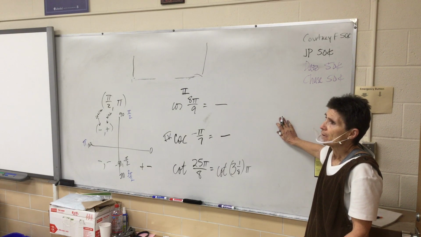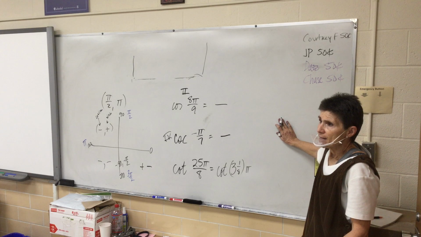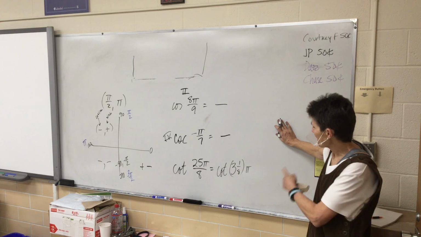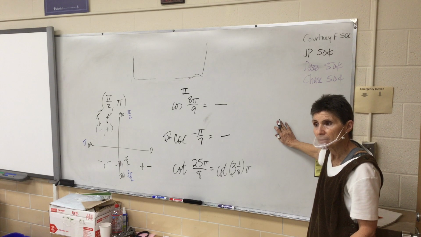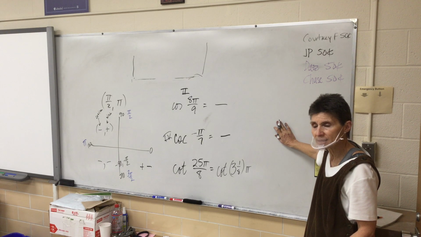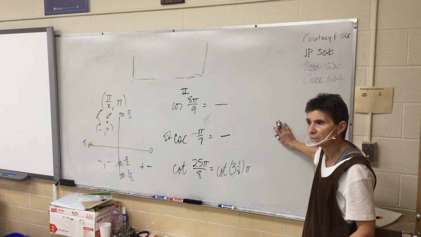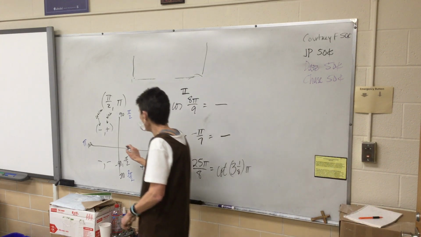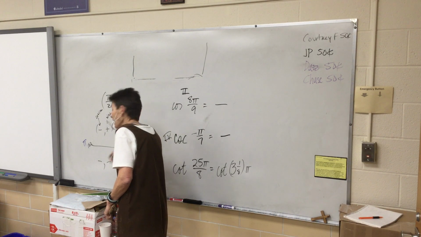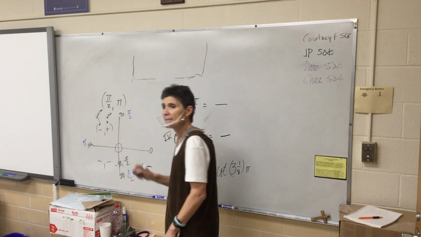Now, let's think about this for a minute. Would you agree that that's more than one time around? Because one time around is how many radians? 2 pi. So this angle, if I were to draw it, would go all the way around. And then how much more?